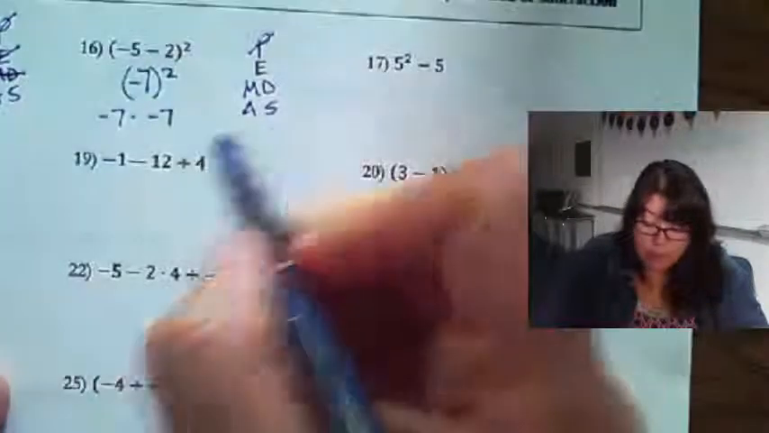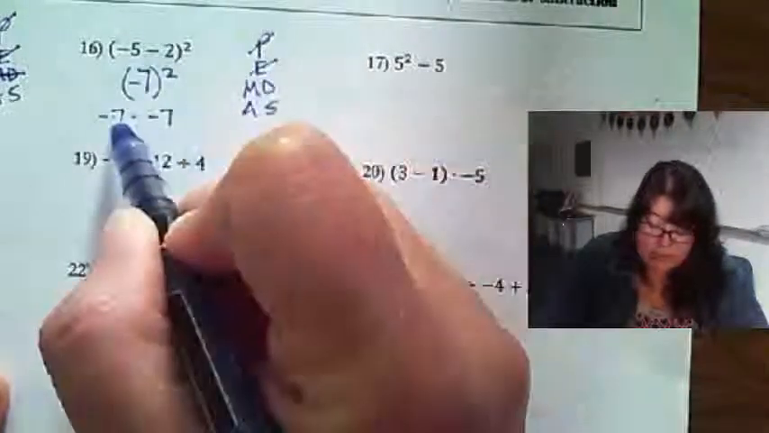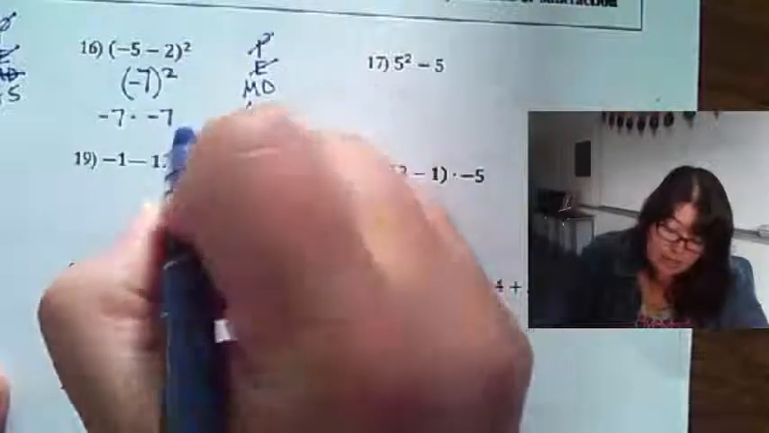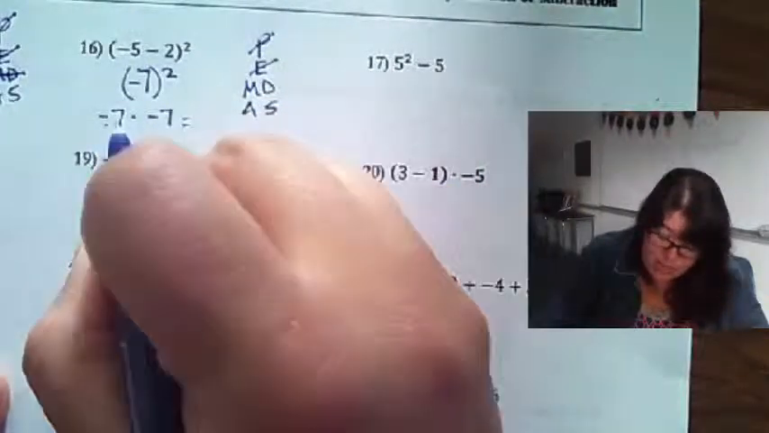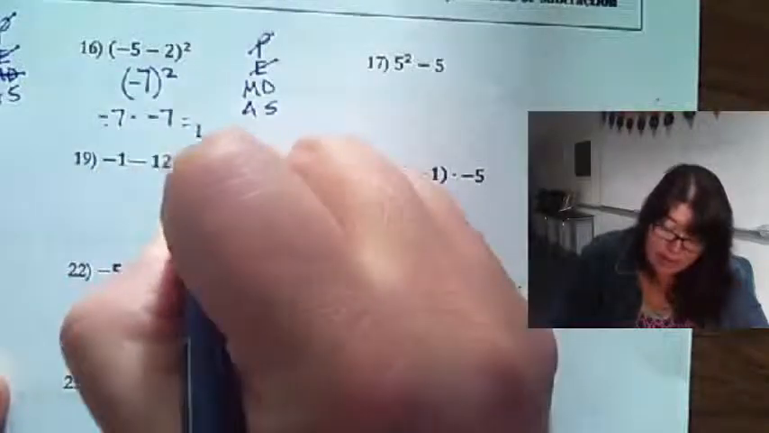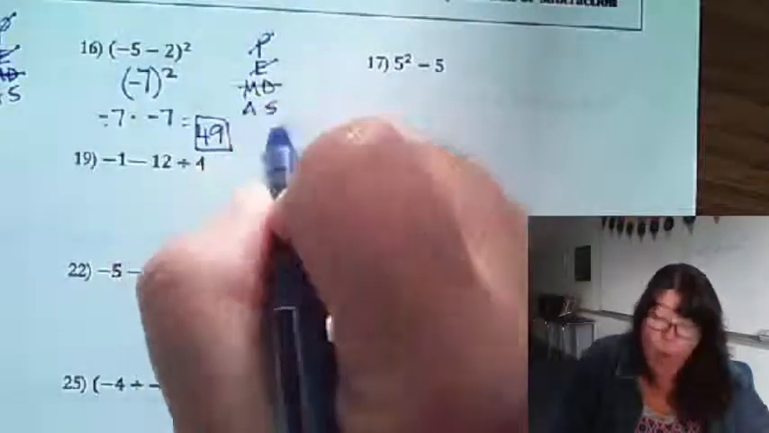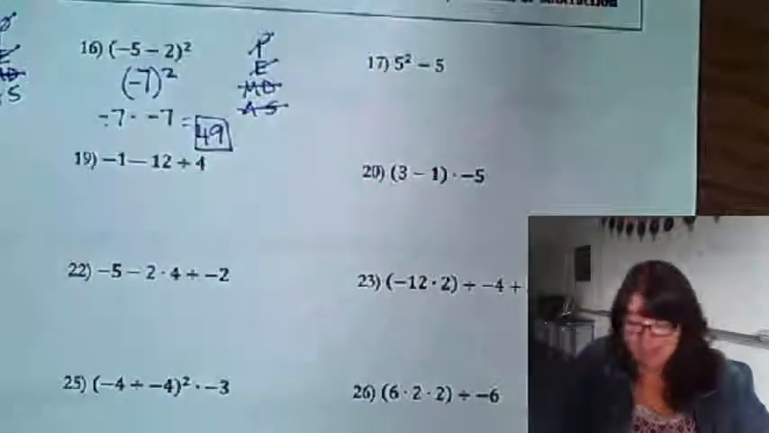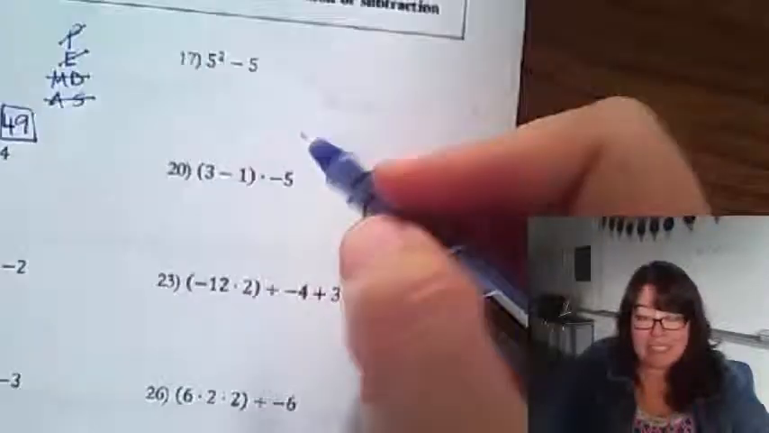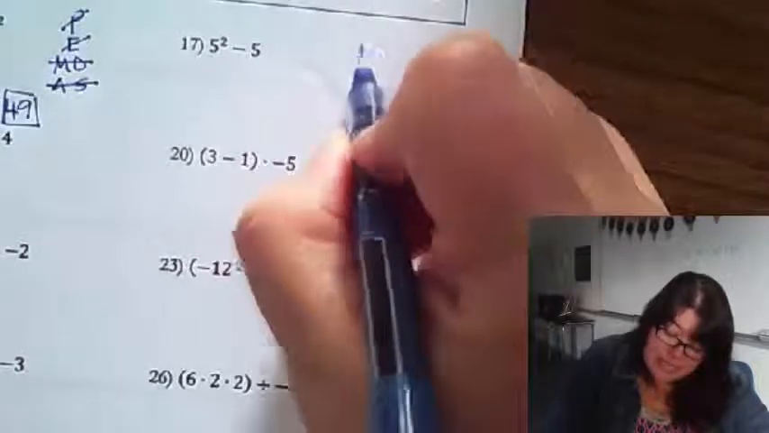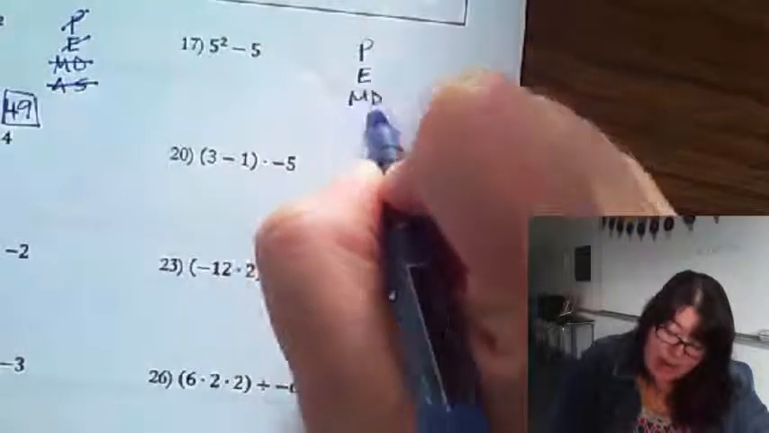Now, -7 times -7 is, negative times a negative is a positive. 7 times 7 is 49. So I'm done. This time there was no multiplication, division, or addition and subtraction. Awesome. Number 17. Parentheses, exponents, multiply, divide, add, and subtract.